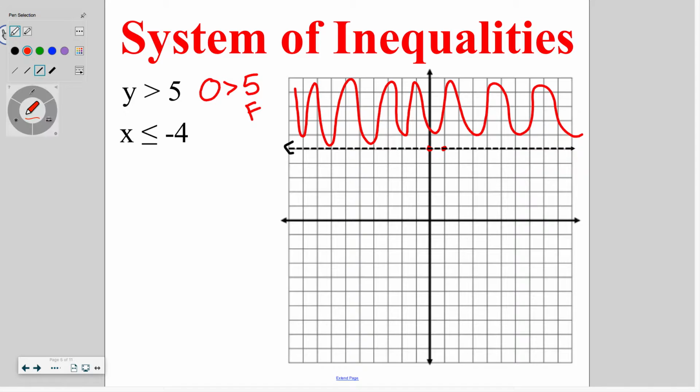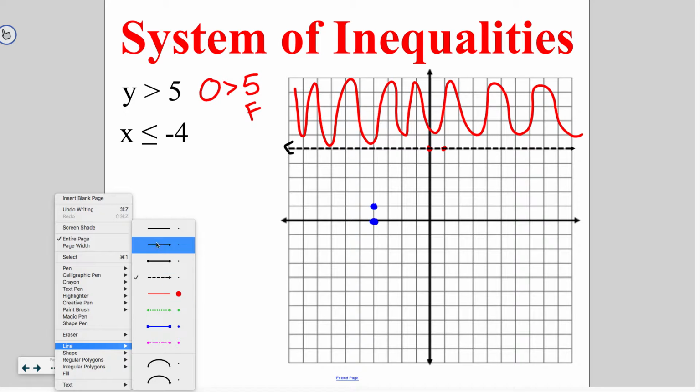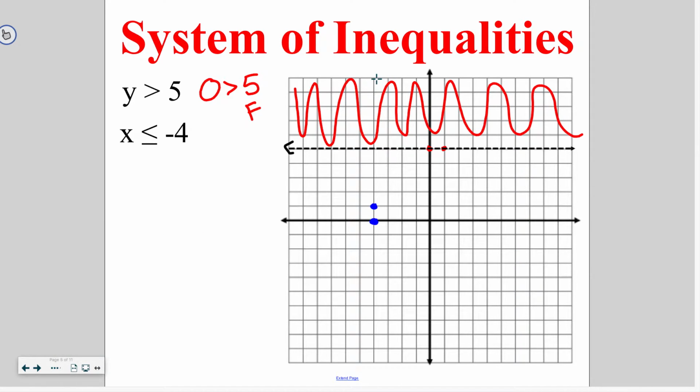Then we're going to come to our second one, and we've got x is less than or equal to negative 4. So now we're looking at x. So I've got 1, 2, 3, negative 4. So there's my first point where x is equal to negative 4. Here's another point where x is equal to negative 4. So when I connect these, we are going to be looking at a vertical line, and it is going to be solid because we have that equal to part again. So I've got my solid vertical line.